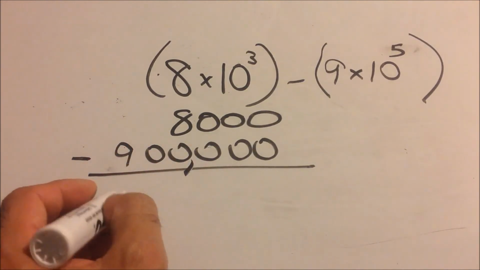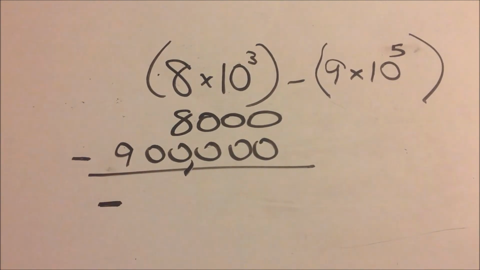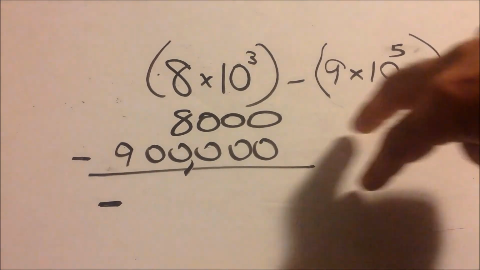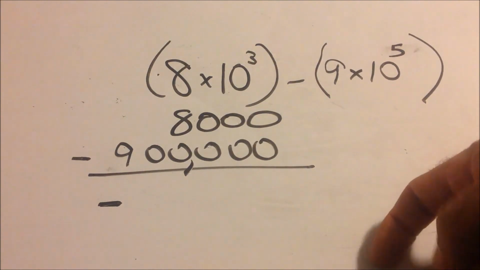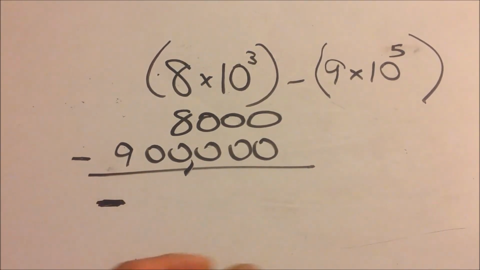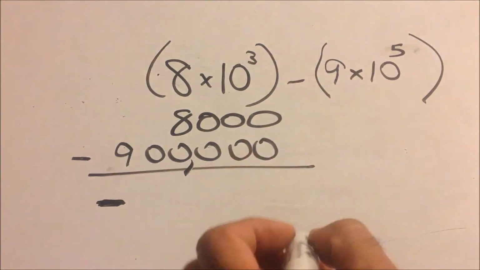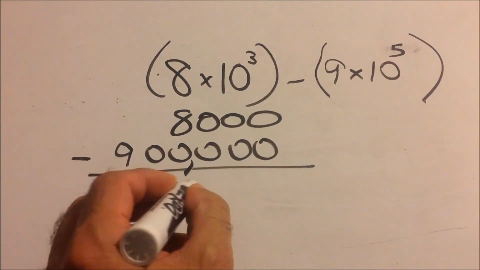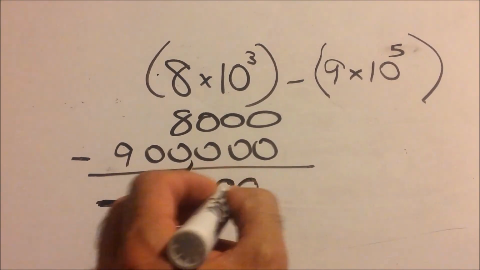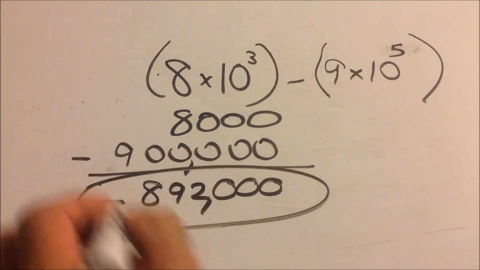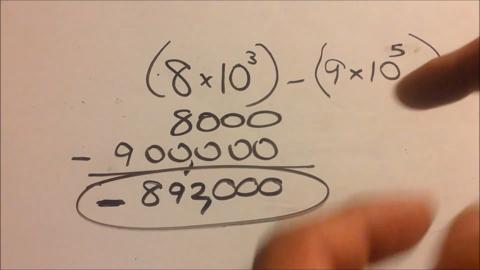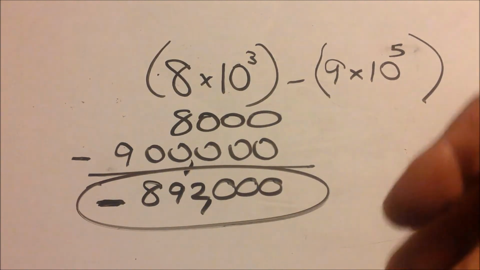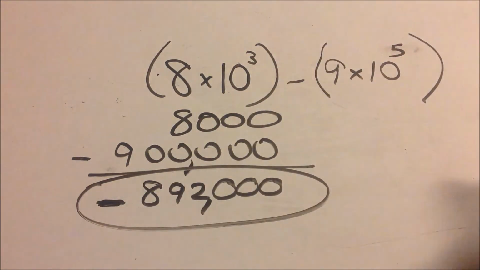So we know this is going to be a negative answer. If you get confused, you can put the 900,000 on top and subtract the 8,000, and that'll be your negative answer. So we'll have a negative 892,000. That'll be the answer with subtraction. So it's the same rules when you're adding and subtracting. Just make sure you subtract. Don't get fooled with that. Great job.